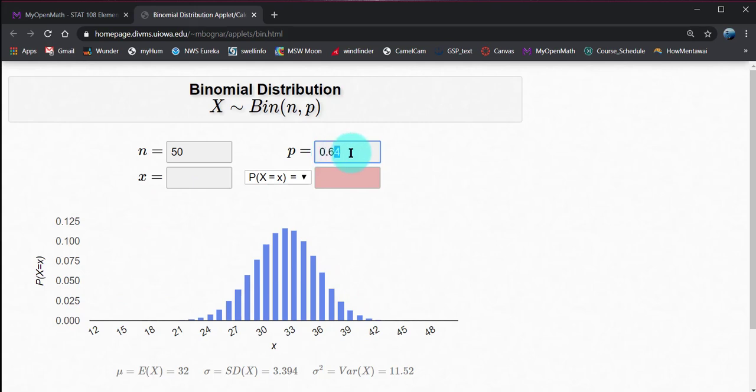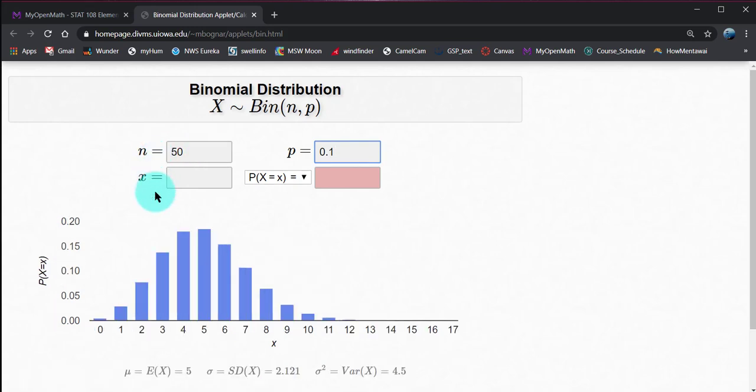However, if I inputted a different value for p here, maybe about 0.1, 0.1 times 50 is exactly 5. So it's not greater than 5. So this might not look very bell-shaped. It has some bell characteristics, but it does have a very long right tail. It's right skewed.